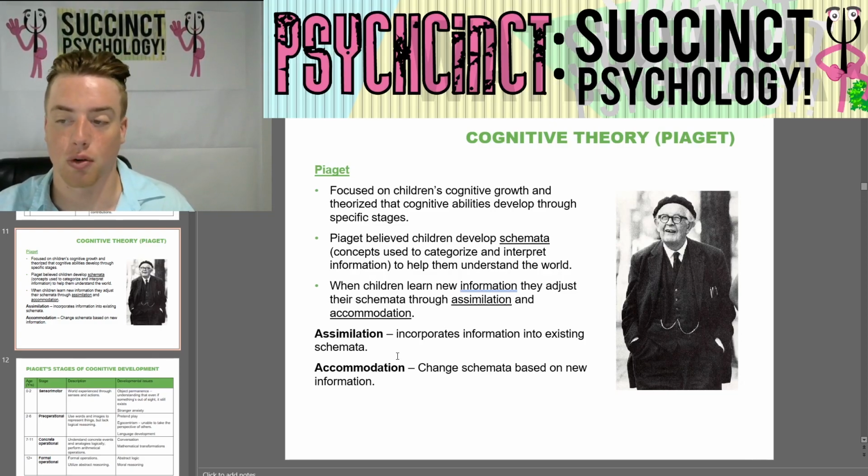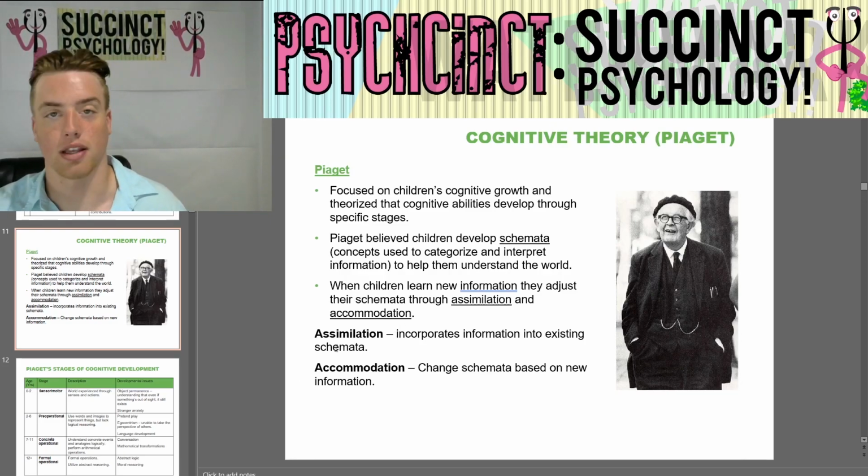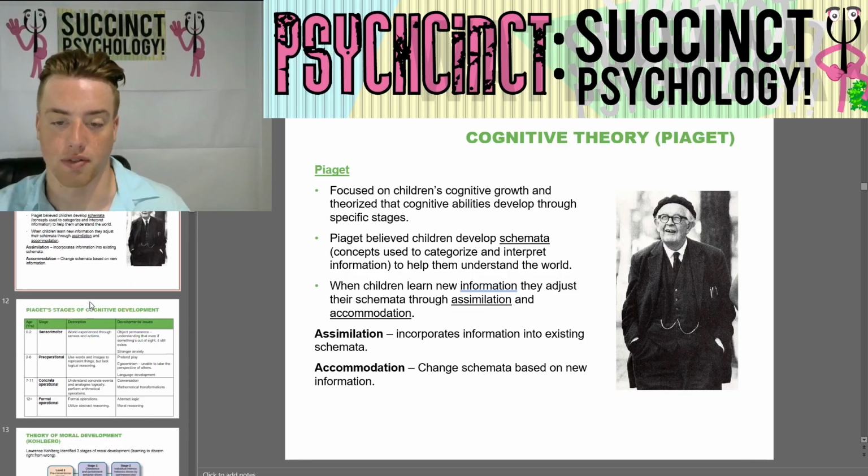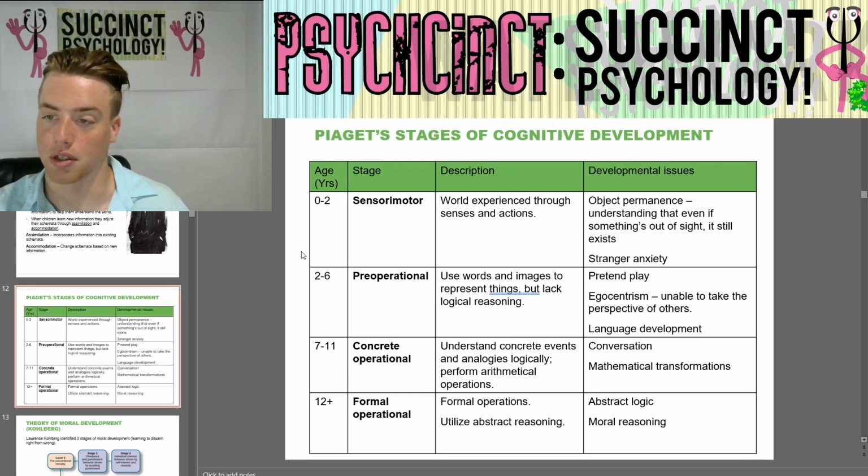Now, assimilation incorporates information into existing schemata, while accommodation changes schemata based on that new information. So with assimilation, you're incorporating that information, and with accommodation, you're changing your schemata based on the new information you received. So here we have Piaget's stages of cognitive development.